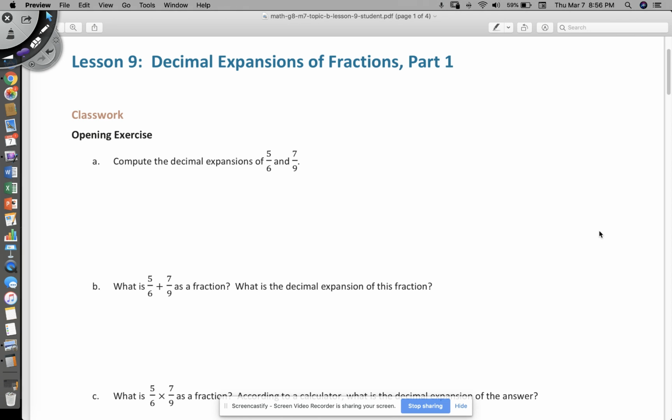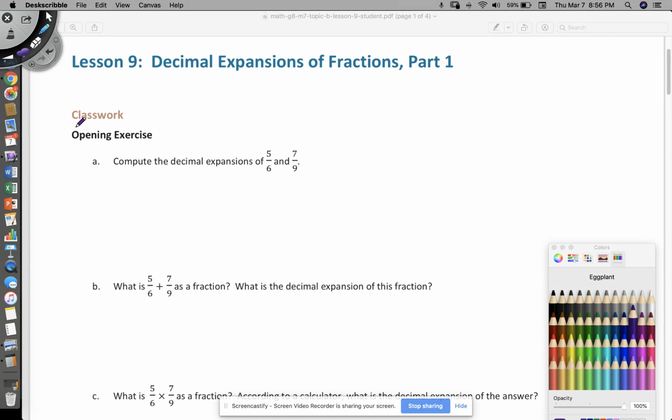This is lesson 9 on decimal expansions of fractions part 1 for 8th grade, module 7. So we're going to continue what we've been working on the past couple lessons. We're going to look at these two numbers, 5/6 and 7/9, and we're going to find their decimal expansions. So let's start by writing 5/6 and then 7/9.